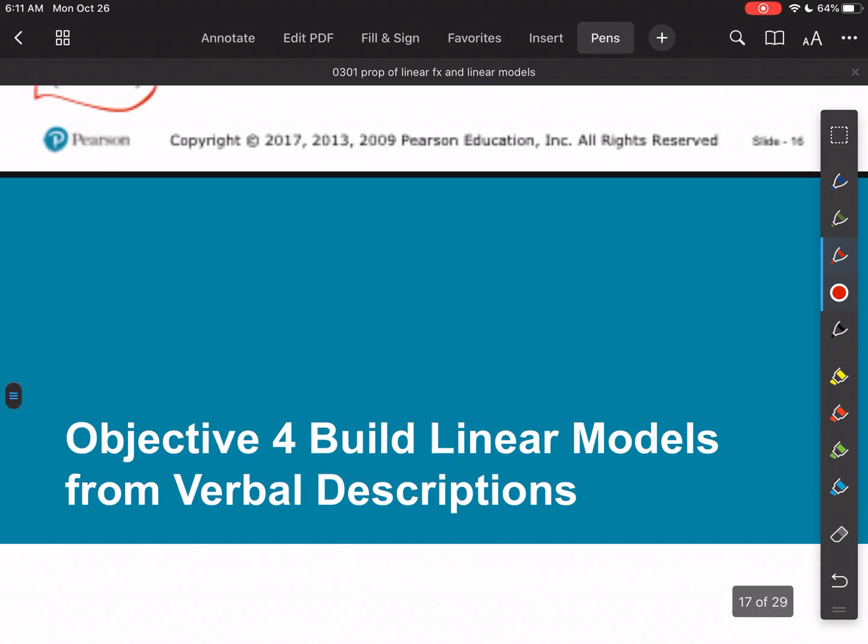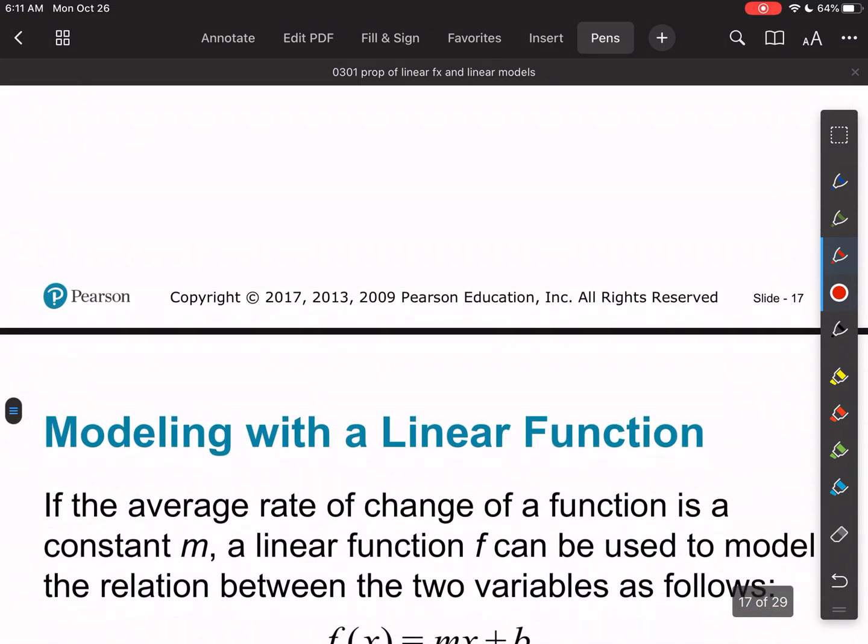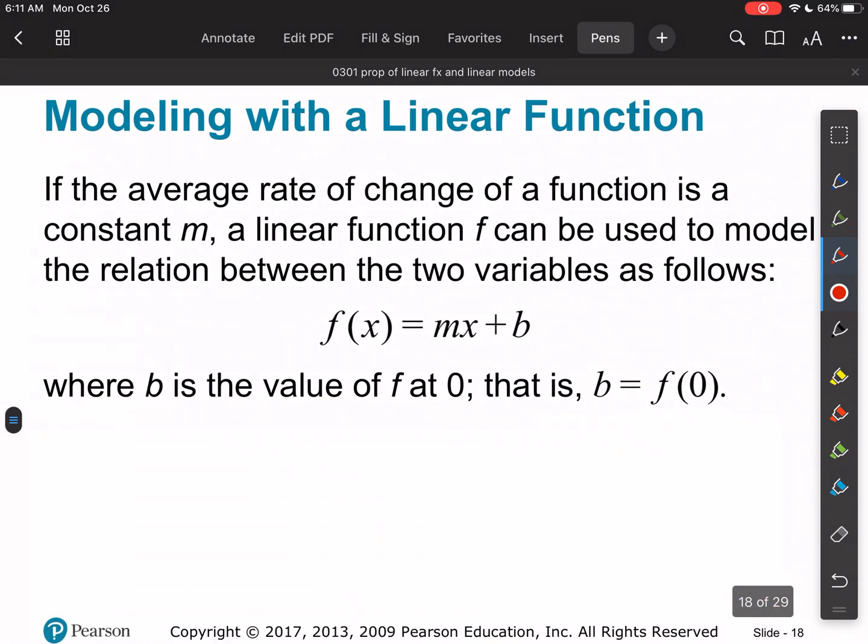Objective 4 now, we're going to build linear models from verbal descriptions. So modeling with a linear function. If the average rate of change of a function is constant, m, a linear function can be used to model the relation between two variables as follows. Y equals mx plus b, where b is the value of f at 0. That is, b is equal to f of 0.